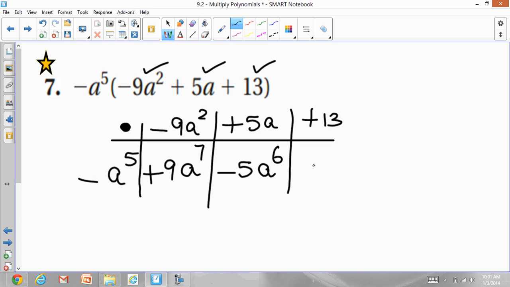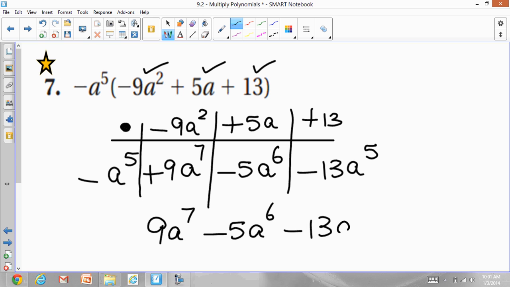Now the last one, 13 times negative, positive 13 times negative is going to give you a negative 13, a to the power of 5 just tags along. So the final answer in this case becomes 9a to the power of 7 minus 5a to the power of 6 minus 13a to the power of 5, which I am getting from here.